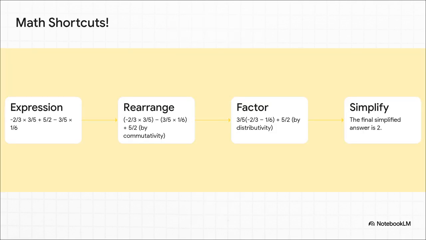Because properties like associativity are basically cheat codes for simplifying complex problems. I mean, look at this messy expression. Because we have other properties like commutativity, which lets us change the order, and distributivity, which lets us factor out common terms, we can totally rearrange this thing. By grouping the terms that both have 3/5, we can then factor it out. And just like that, a really complicated calculation becomes a simple one. The final answer is just 2. These rules are the key to finding those clever shortcuts in math.